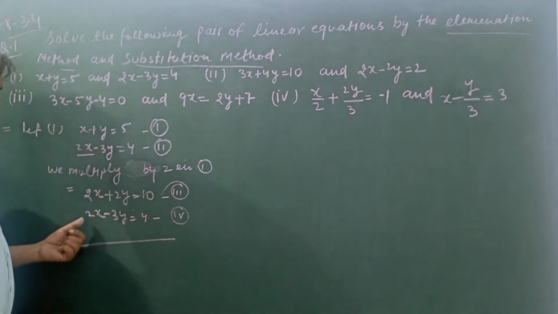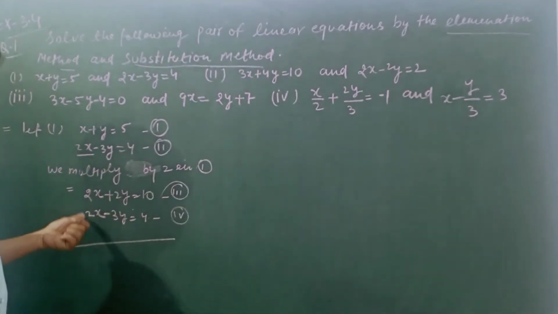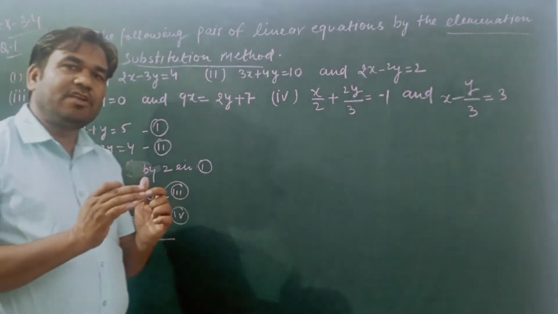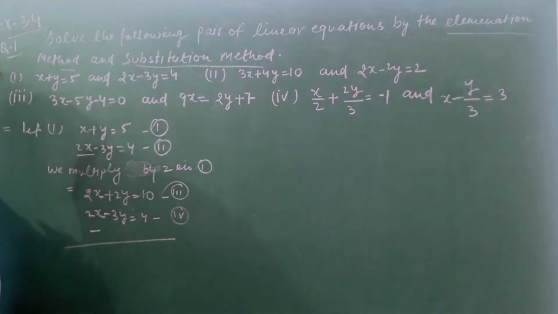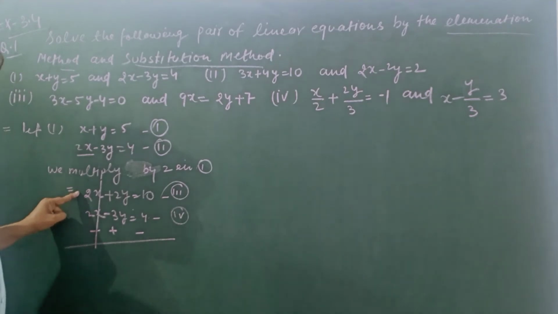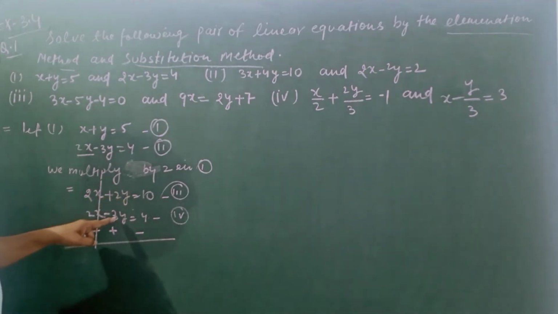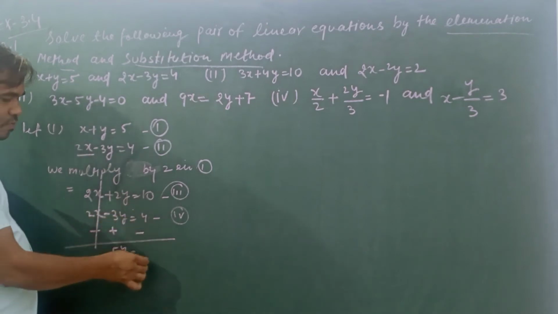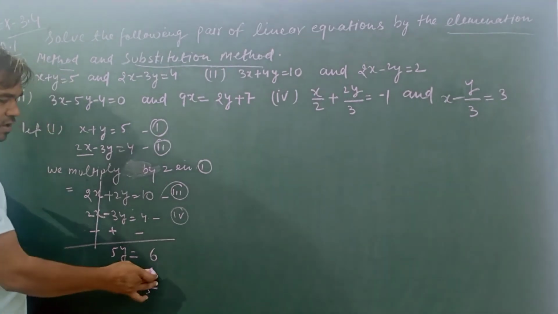After that the coefficient of x is equal in both equations. When the sign of the variable remains the same, we have to subtract, changing the signs. So 2x minus 2x is removed, and 2y minus minus 3y gives plus 5y. So 5y equal to 10 minus 4, which is 6, and we get the value of y: y equal to 6 over 5.